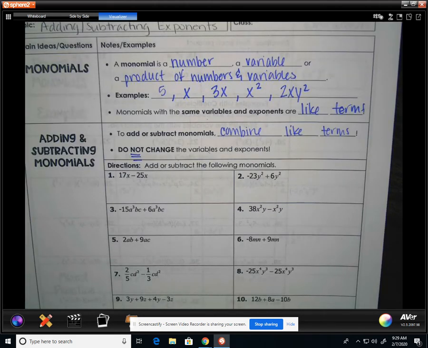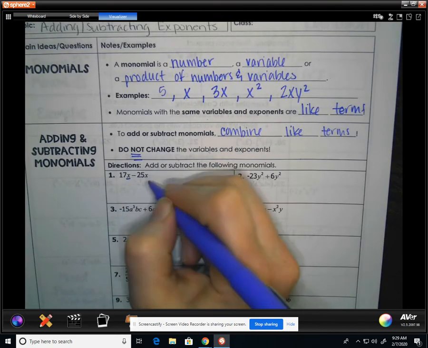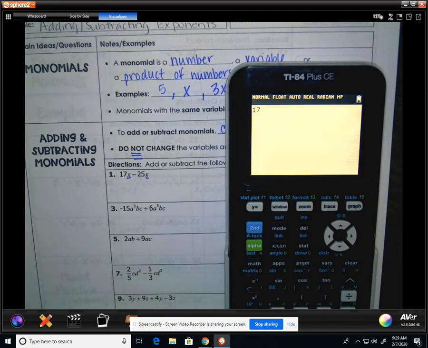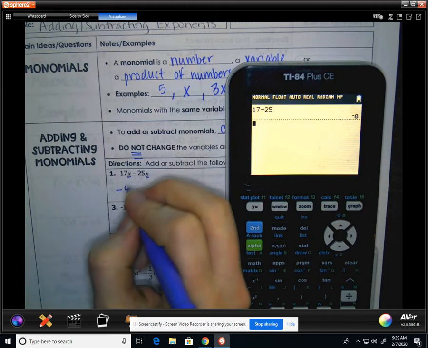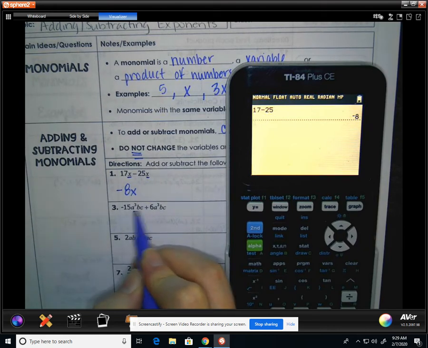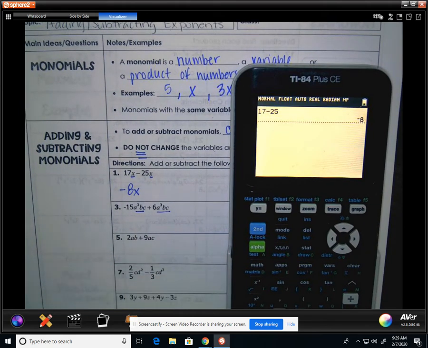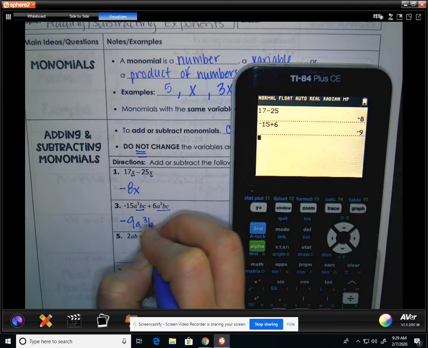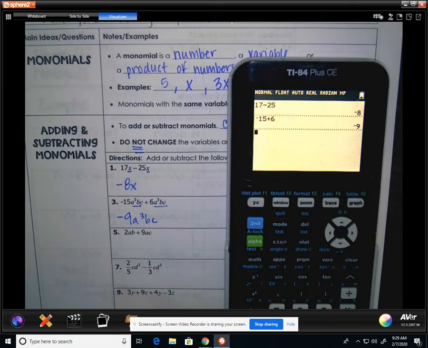So for number 1, I'm going to do the odds. For number 1, I have 17x minus 25x. Since this x is the exact same, you're just going to grab your calculator and do 17 minus 25, which gives you negative 8, and you keep x. We don't change that letter. Okay, for negative 15a to the third bc plus 6a to the third bc, since this is an a^3bc and this is an a^3bc, those are the same letters, you're going to take negative 15 and add 6. That gives me negative 9, and I just keep a to the third bc. The letters do not change.